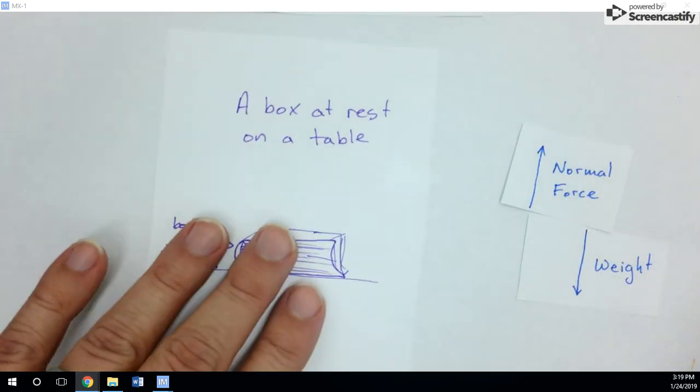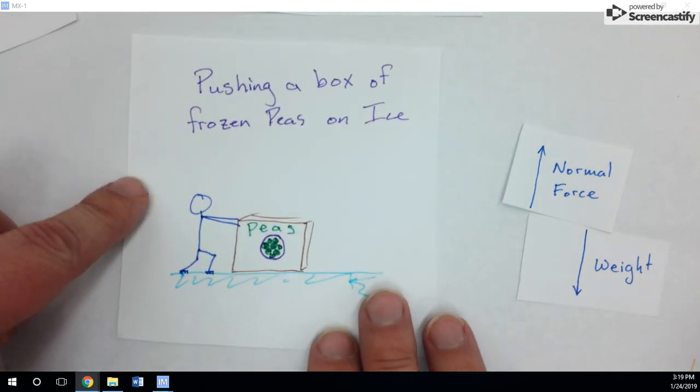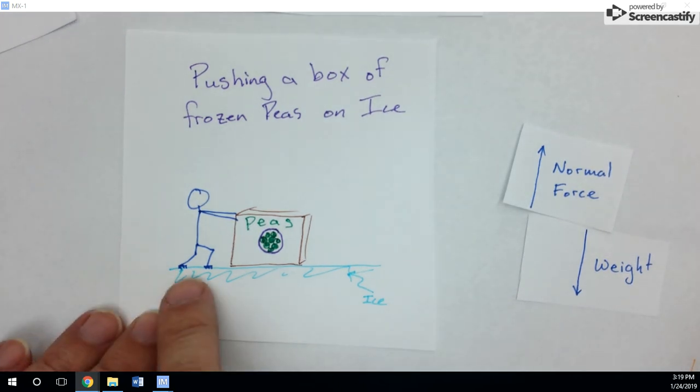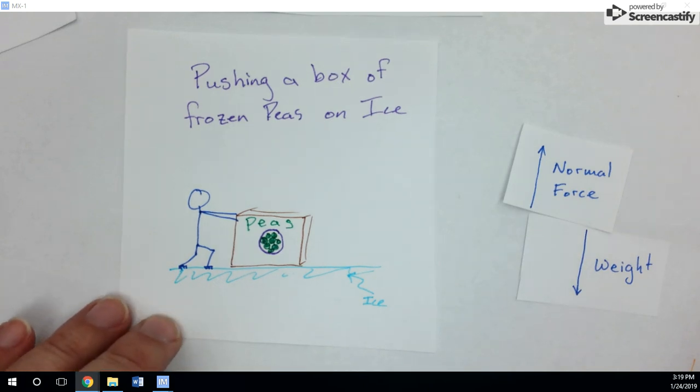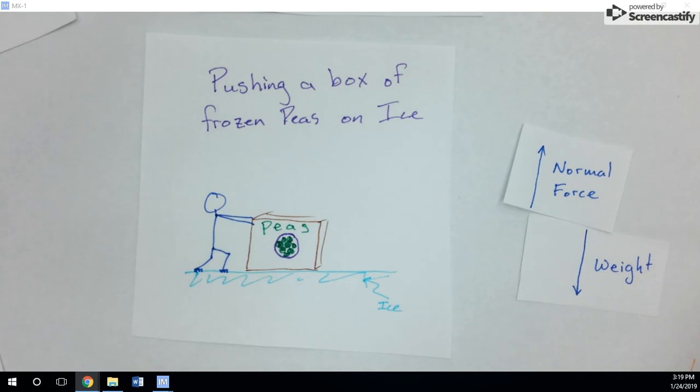Let's save those forces. Those ones show up an awful lot. Let's look at a new situation. Let's do pushing of a box of frozen peas on ice. So there we are. We have special spiky shoes so that we can push across the ice, which is super slippery and therefore wouldn't have friction.